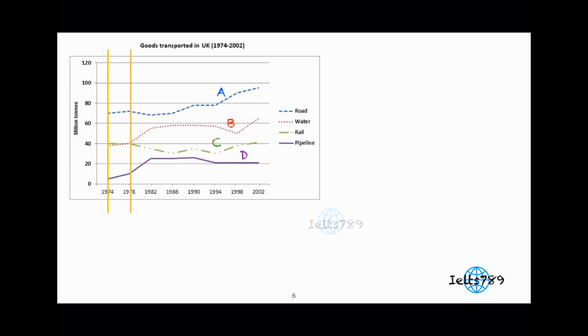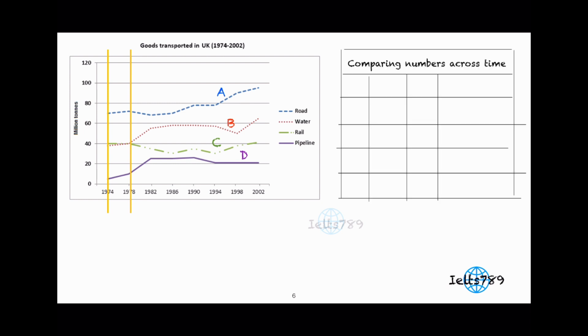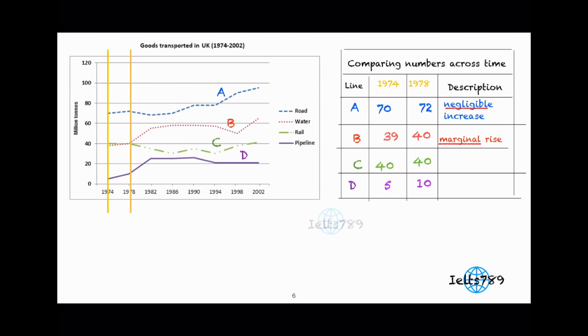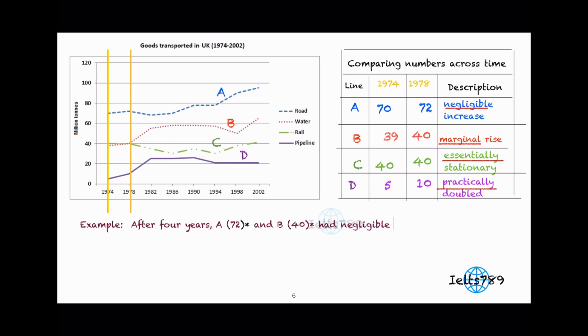On the right, you'll see a table with the data. Again, note the use of adverbs, underlined in red, to give an approximation of the values on the graph. And below is an example. After 4 years, A and B had negligible increases, while C remained essentially stationary and D practically doubled.